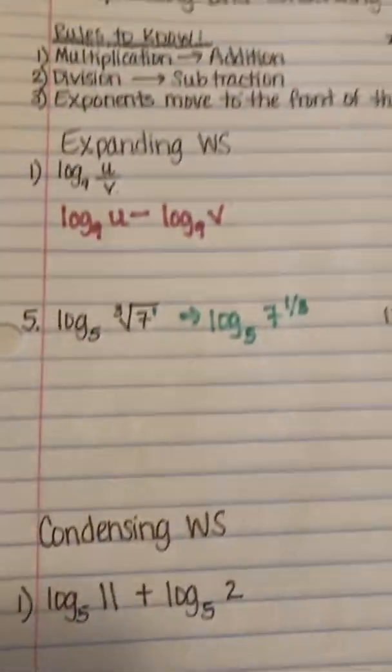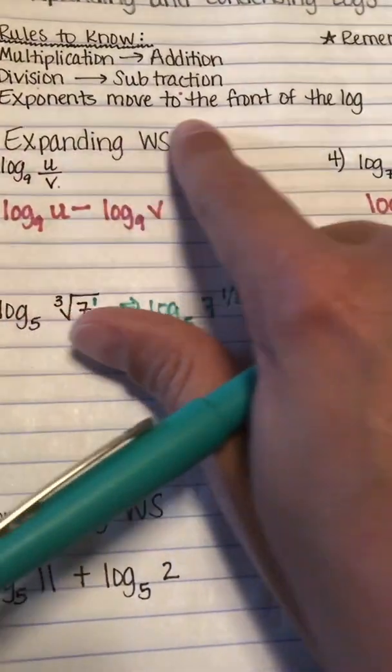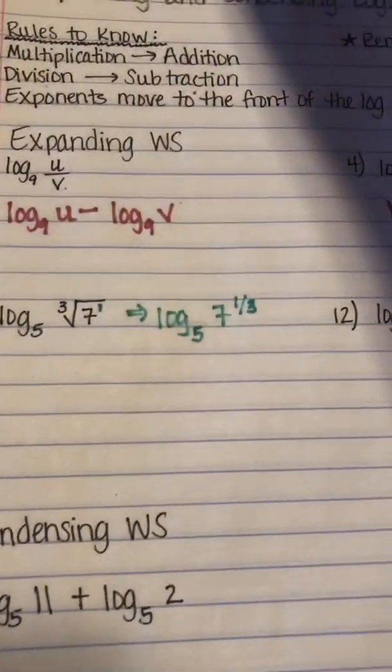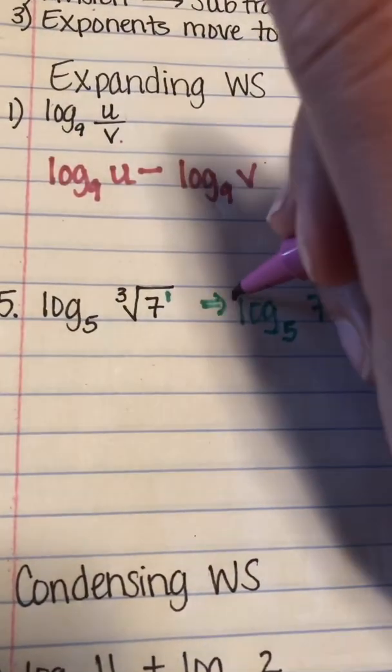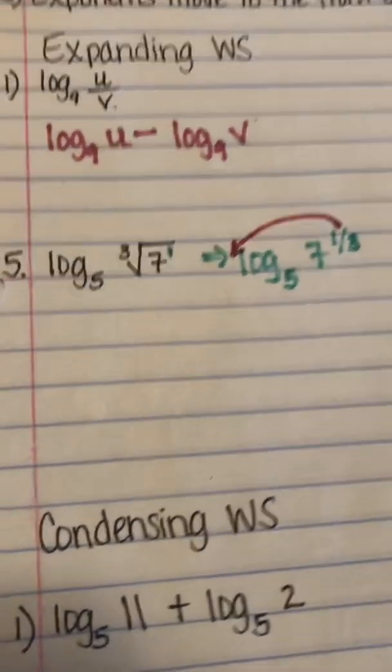And if I look back at this rule, exponents move to the front of the log. This is literally the easiest rule, because literally all this exponent does is it moves to the front of that log. So literally my answer is 1/3 log base 5 of 7.